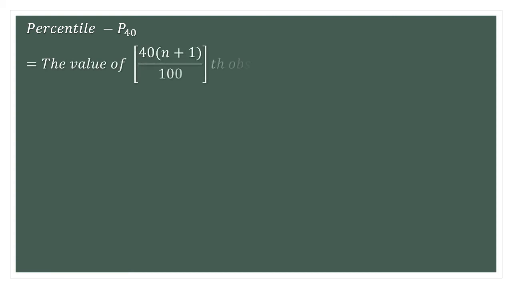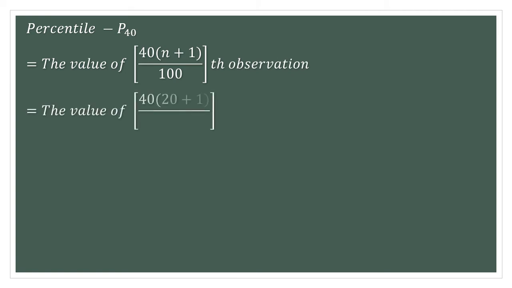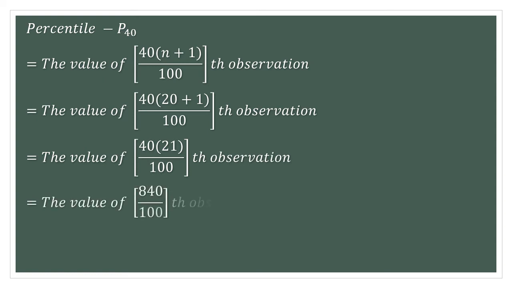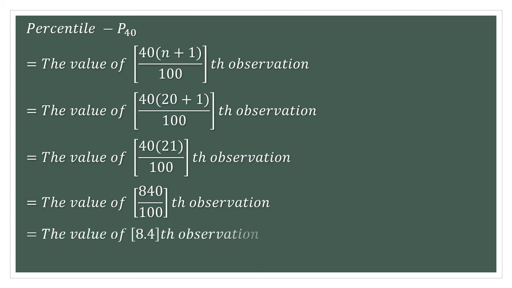Moving on along the same lines, finding the percentile, that is 40th percentile, P40. The value of 40 into n plus 1 upon 100th observation. Similarly, 40 into 20 plus 1 upon 100th observation. The value of 40 into 21 upon 100th observation. The value of 840 upon 100th observation, and when you divide it by 100 it becomes value of 8.4th observation.